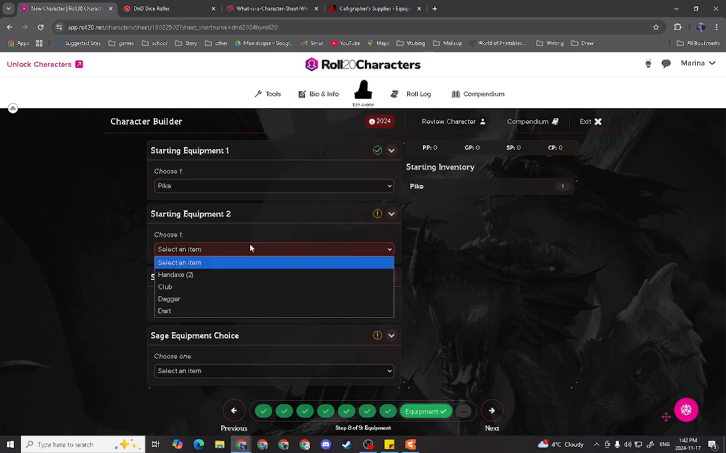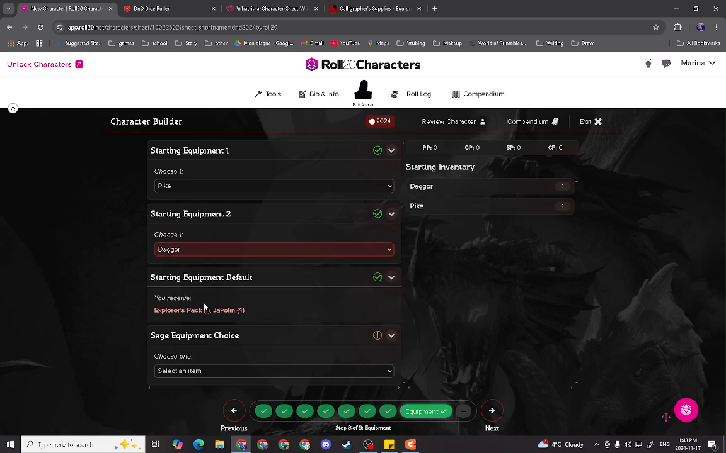A pike? Yeah. Okay, a hand axe. Well, 2 hand axes, a club, a dagger, or a dart. Let's go with a dagger. Dagger? Yeah. Okay, you will get an explorer's pack.